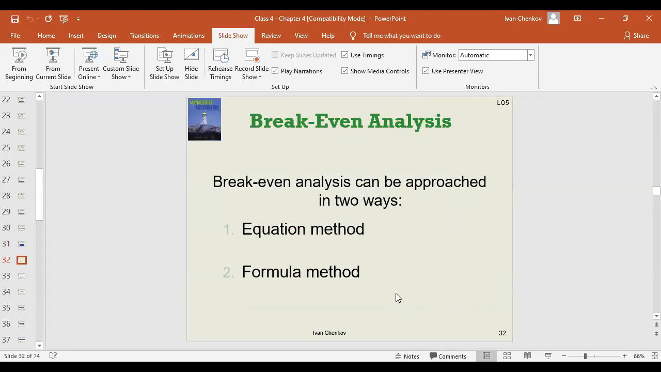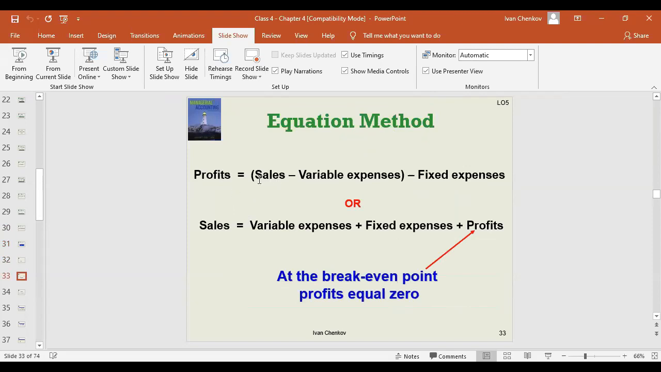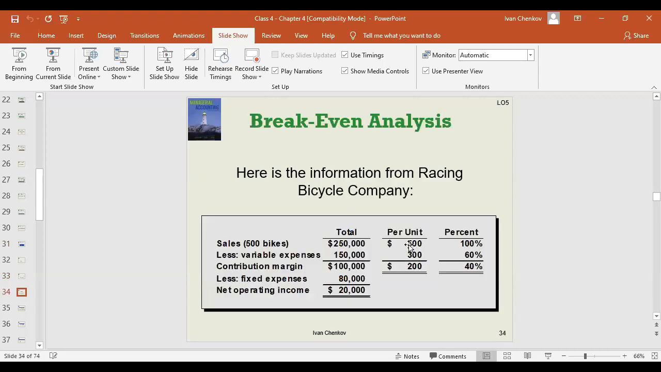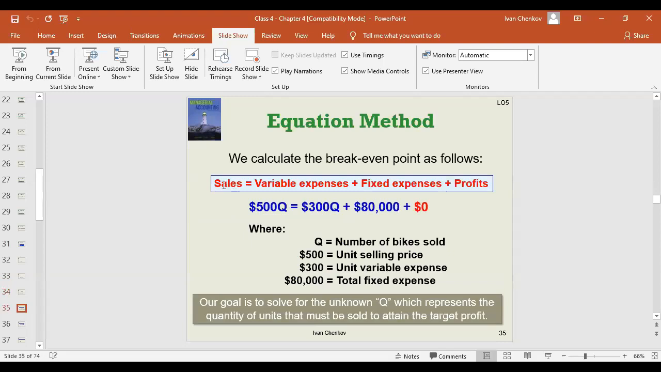For break even, you have two ways: the equation method and the formula method. The equation method is: profit equals sales minus variable expenses minus fixed expenses. Then you start working with this: sales equals variable expenses plus fixed expenses plus profit. At break even, we said the profit is 0. The total sales equal the sales price per unit times the number of units, minus variable cost per unit times number of units, minus the fixed cost.